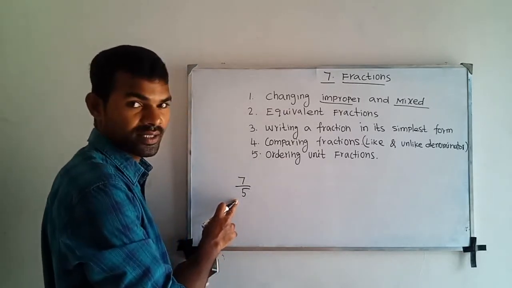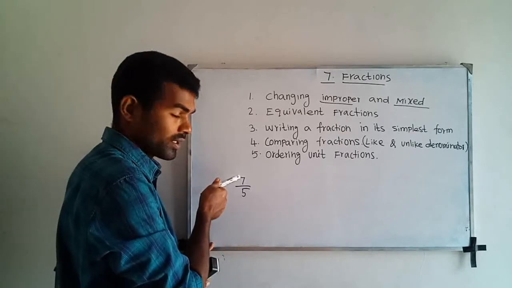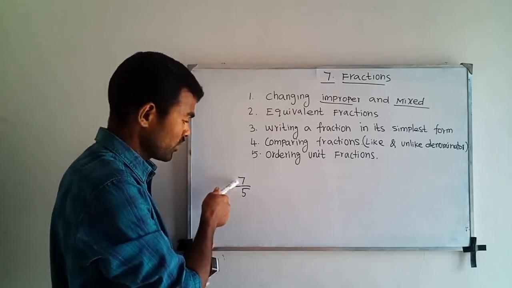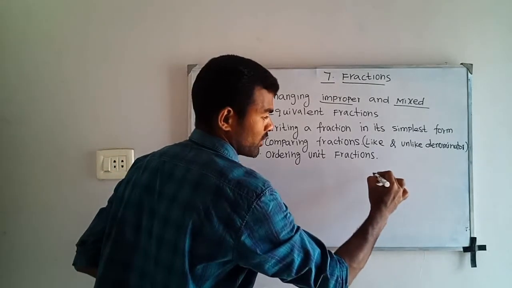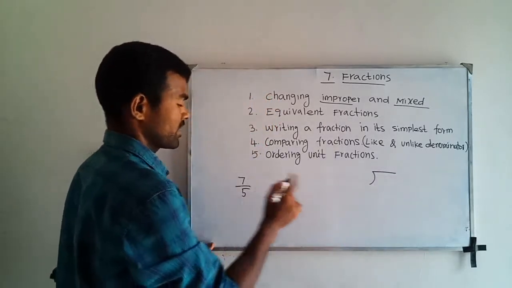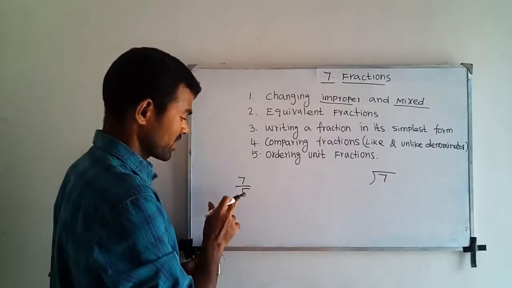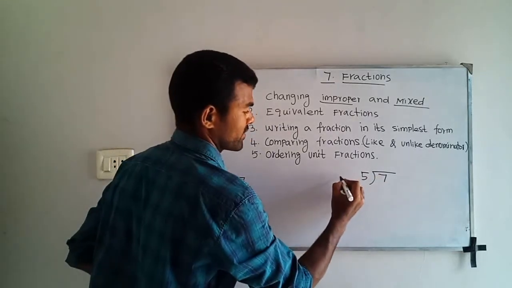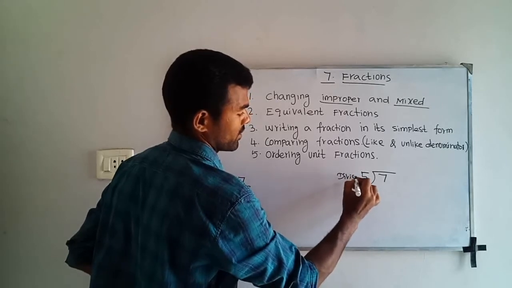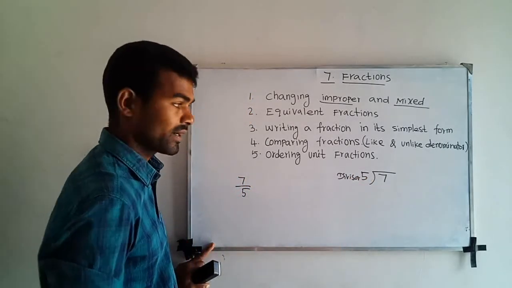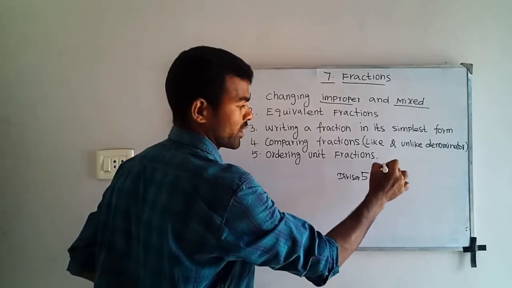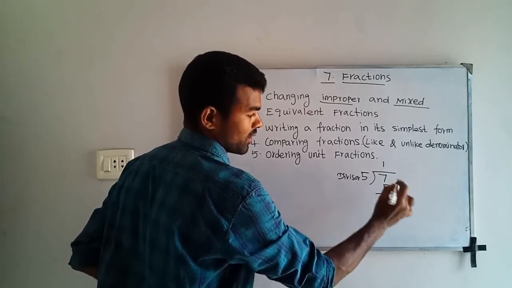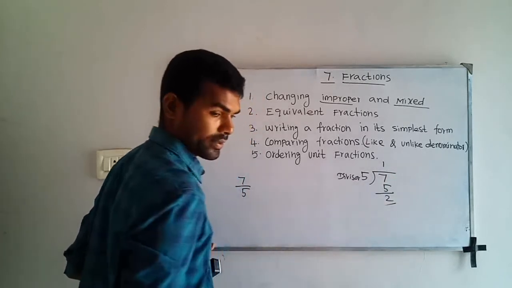So let us go further. The concept is the numerator and the denominator. Whatever number is in the numerator, that number you have to divide. What is the number? 7. Divide the number 7 by which number? 5. You know this 5 is what? 5 is the divisor. Now divide 7 by 5. How much can we divide? 1 time 5. The remainder is, what's the remainder? 7 minus 5, 2. Yes.